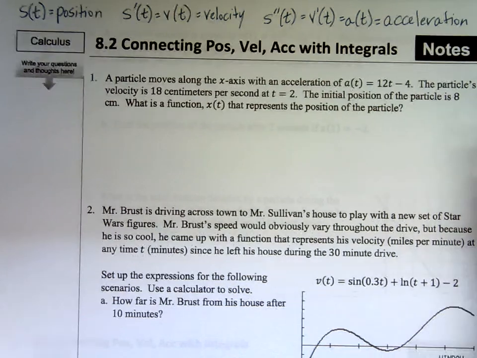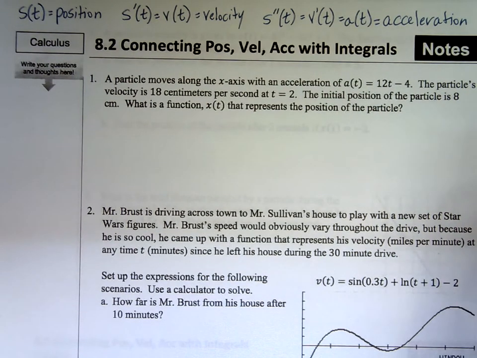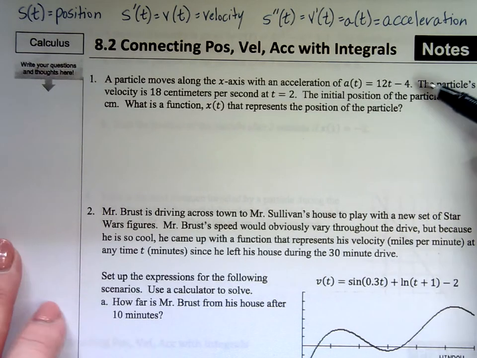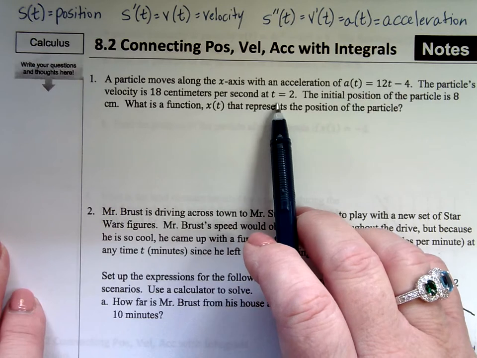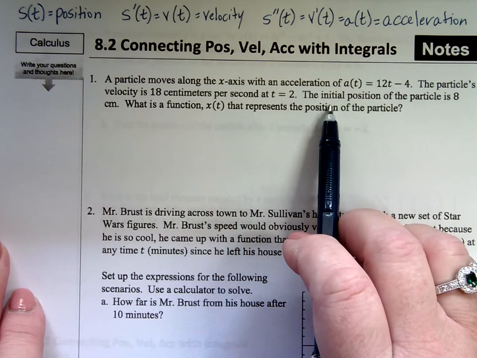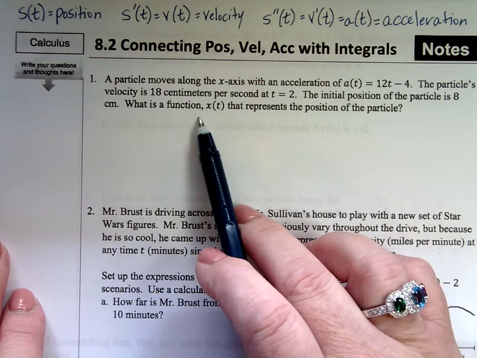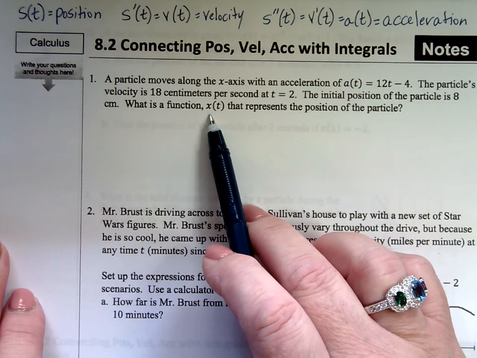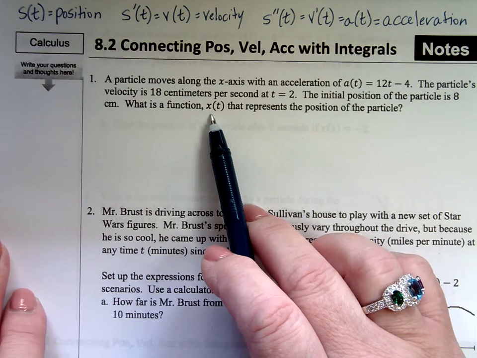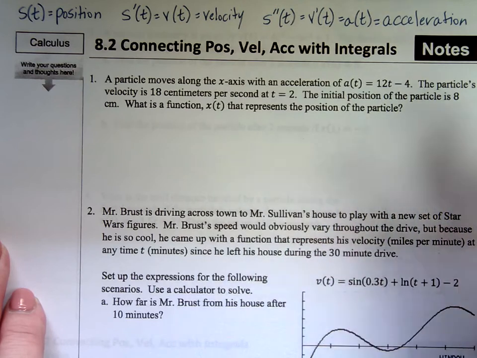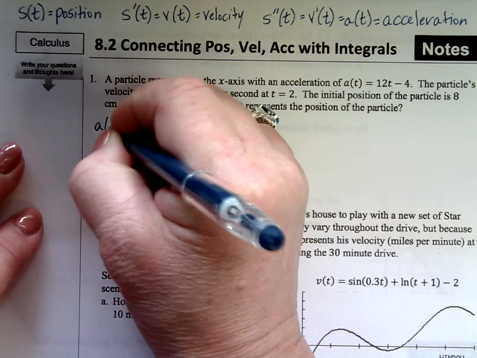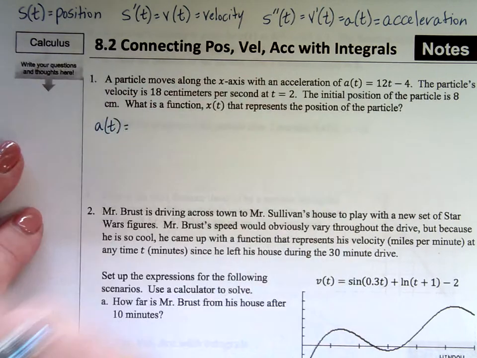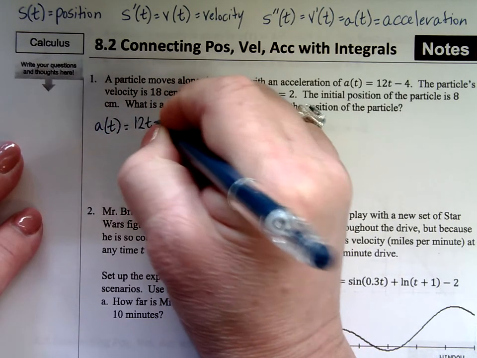So let's try one. A particle moves along the x-axis with an acceleration of 12t minus 4. The particle's velocity is 18 centimeters per second when t is 2. The initial position of the particle is 8. What is the function? They're calling it x of t rather than s of t, but same thing. That represents the position of the particle. We want to find the position. Well, the only thing they gave me was acceleration, so we're going to start with that. The acceleration they said was 12t minus 4.